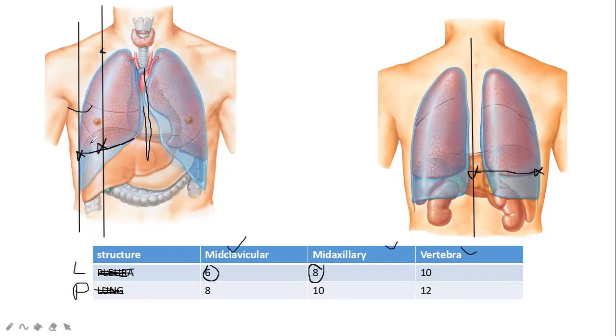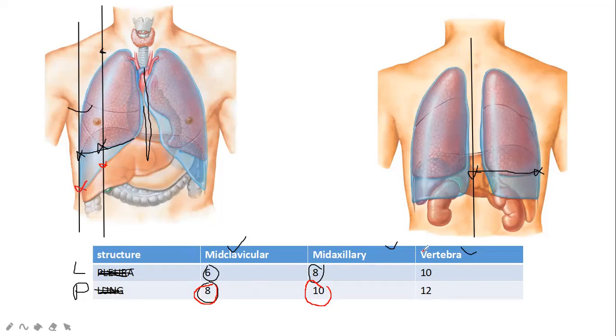Now for the pleura, the parietal pleura, it will do this. Mid-clavicular line, it will be at rib number 8. Let me use a different color there. So mid-clavicular, rib number 8, we put a mark there. Then we go to the mid-axillary line, it will be at rib number 10. So we come to rib number 10 over there.